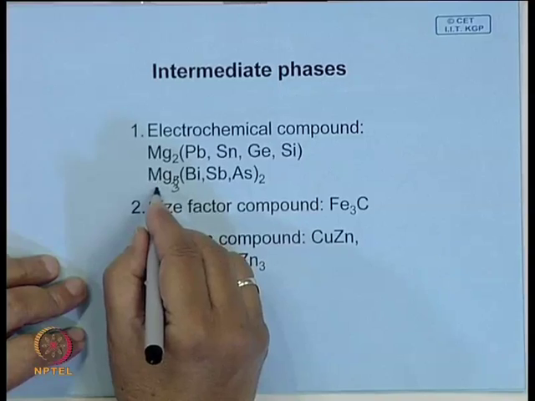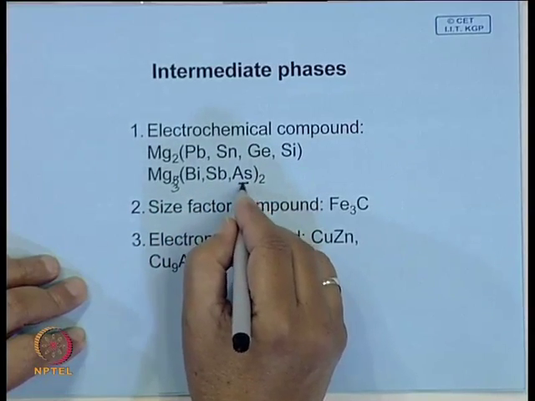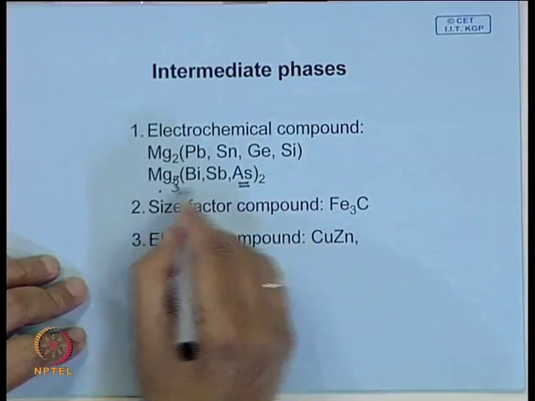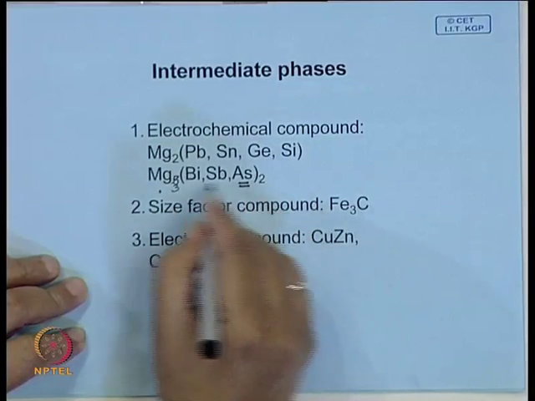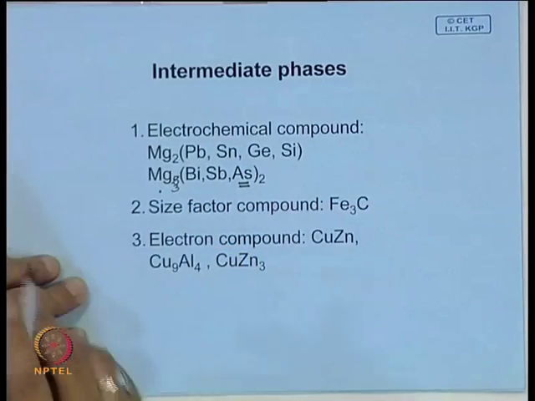Similarly, magnesium arsenide: arsenic belongs to group 5, so its valency is 3, and it forms Mg3As2. Similarly, bismuth and antimony can also form a similar compound.